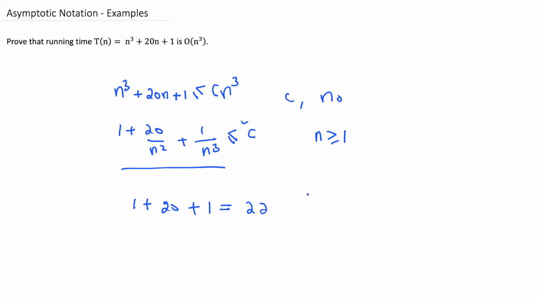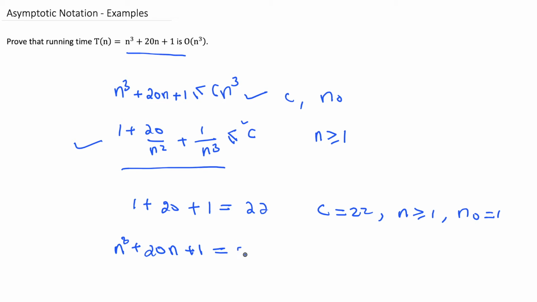So in this case, we can fix the value of c equal to 22, and this inequality will be satisfied when the value of n is greater than or equal to 1. That means that n0 equals 1. So this indicates that we can have this inequality for some value of c as well as n0. So that means that we can write n cube plus 20n plus 1 as big O of n cube. I'm writing the final result here, that is n cube plus 20n plus 1 is big O of n cube.